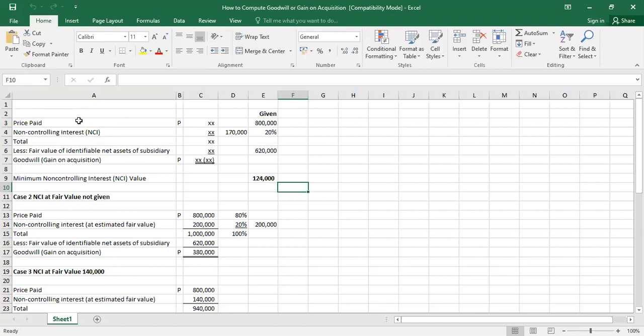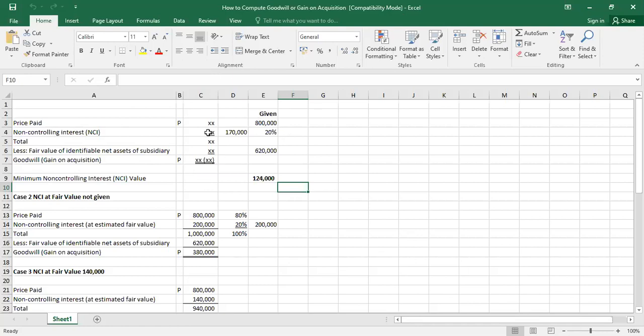We can analyze this as price paid being that percentage that is controlled by the acquirer. This is the controlling interest, while the NCI is that percentage not acquired. Needless to say, if the acquirer acquires 100% of the shares of the acquiree or subsidiary, there is no non-controlling interest, meaning all is controlling interest. All right, so total company value of the subsidiary or acquiree less the fair value of identifiable net assets equals goodwill or gain on acquisition. Goodwill if positive result, while gain on acquisition if negative.